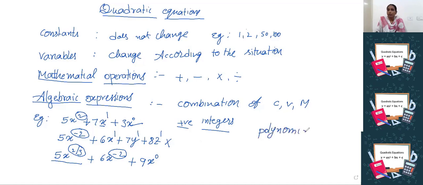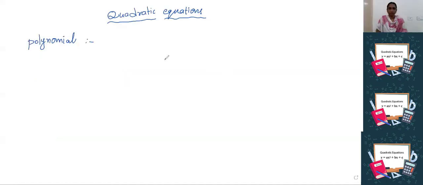So now we can give the definition: polynomials are the algebraic expressions whose powers of the variables are positive integers. Now, what is a polynomial? A polynomial is an algebraic expression whose powers of the variables must be positive integers. We can write examples like 5x square plus 7x plus 2, 7x power 3 plus 8x plus 4, 5x plus 7.